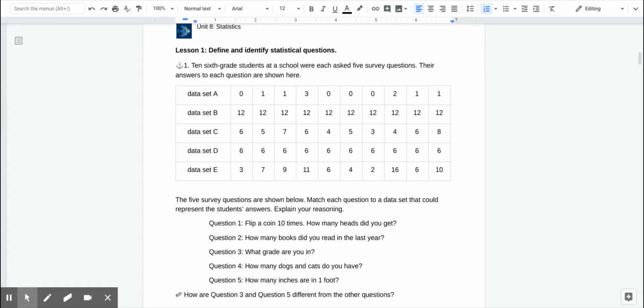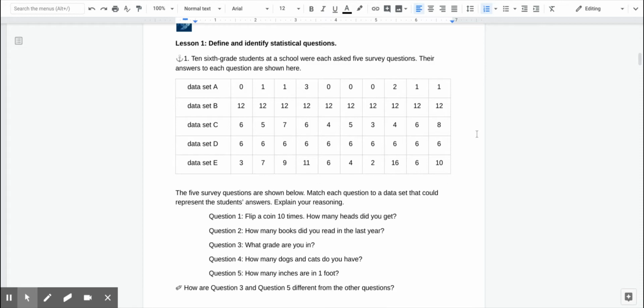Match Fishtank, Unit 8, Lesson 1, Anchor Problems.